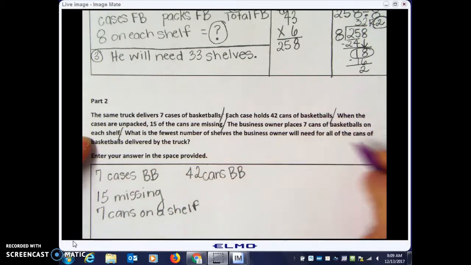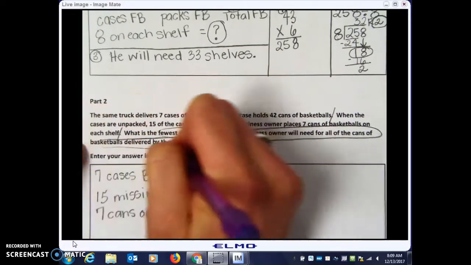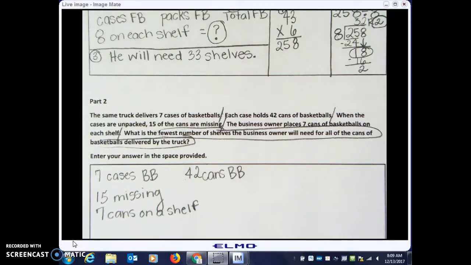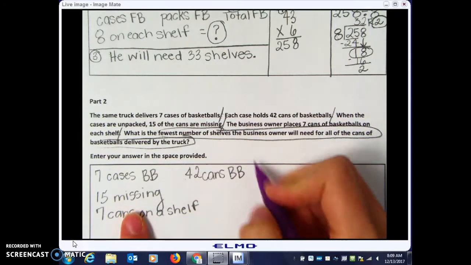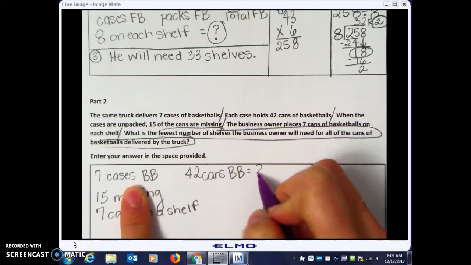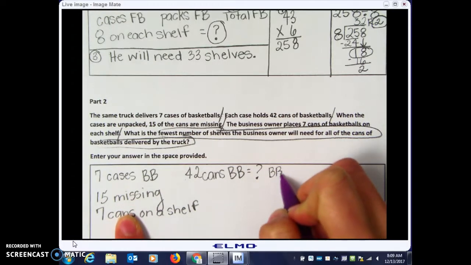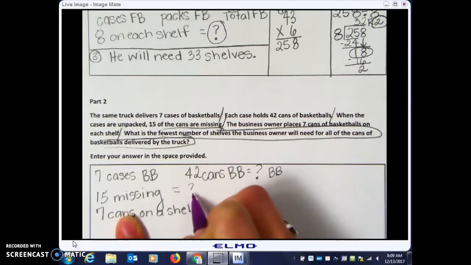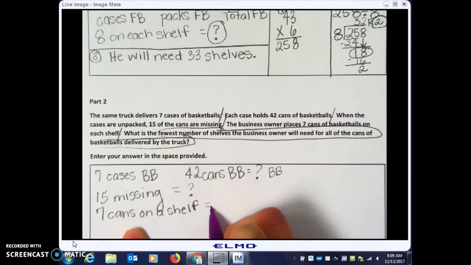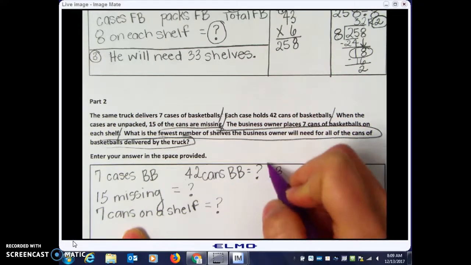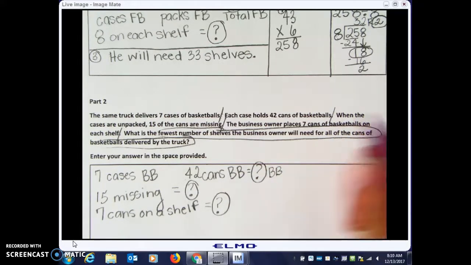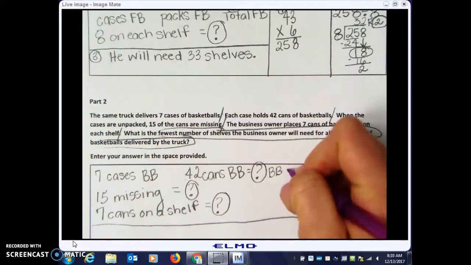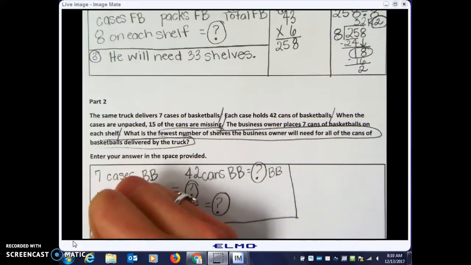What is the fewest number of shelves the business owner will need for all the cans of basketballs delivered by the truck? So already looking at that question, it reminds me of part 1. But I notice here that I don't know the total number of basketballs. Then I know some go missing. And then I have to place those totals on 7 shelves. So since I have 3 question marks, how many steps do you think this problem is? Good, 3 steps.